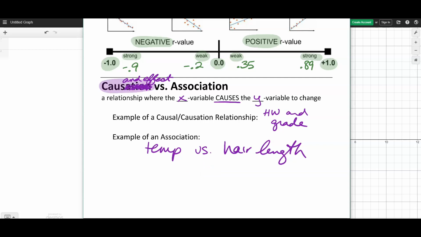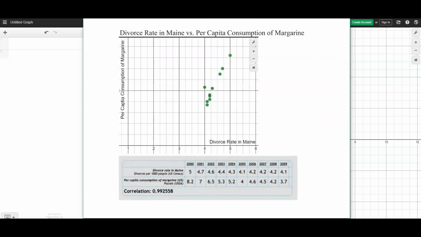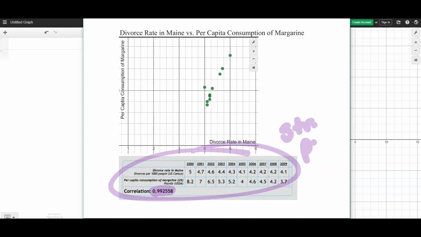This is how people try to trick you. Okay? For example, let's say I have this data and I legitimately got this data off the internet. This data came from the internet and it has a correlation of 0.99. That's super close to 1. So you'd say this is a strong positive correlation. This is a strong positive.